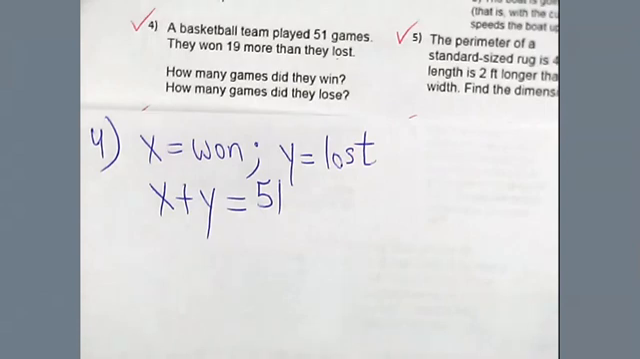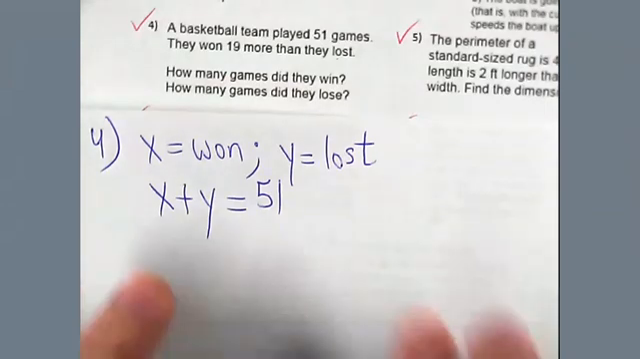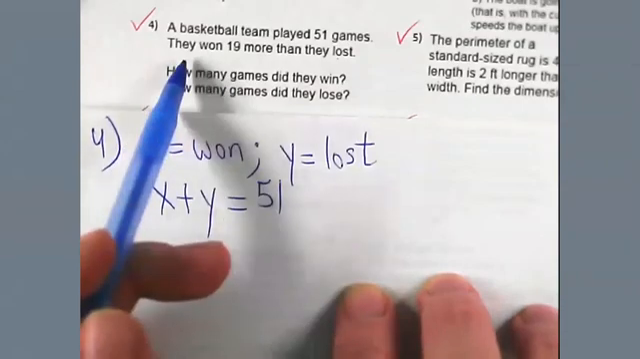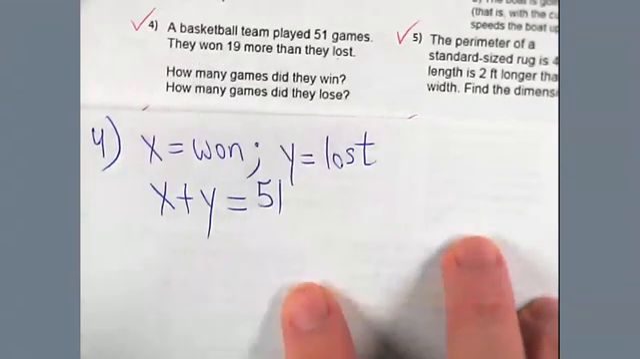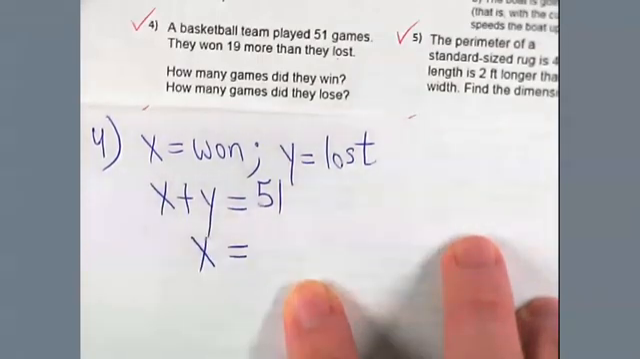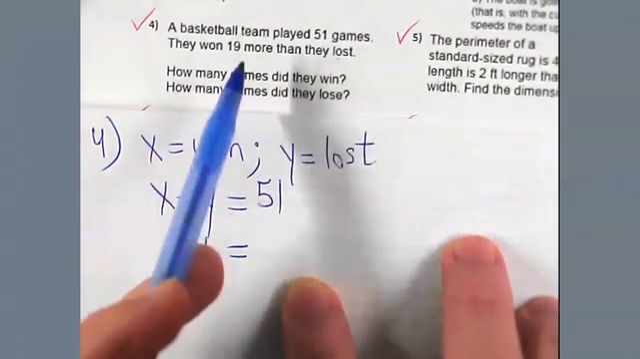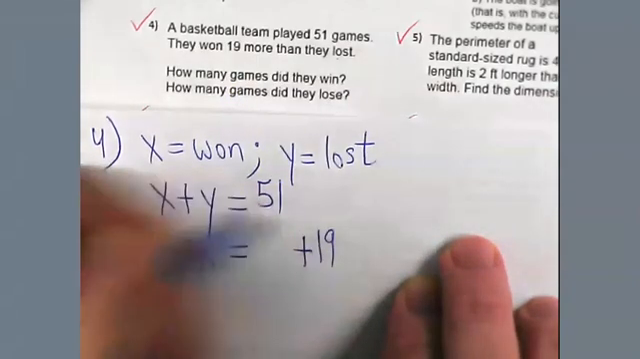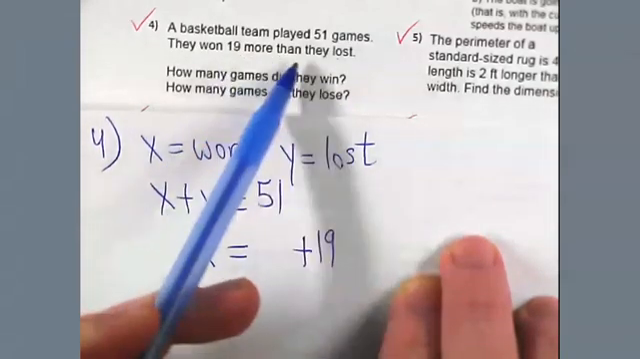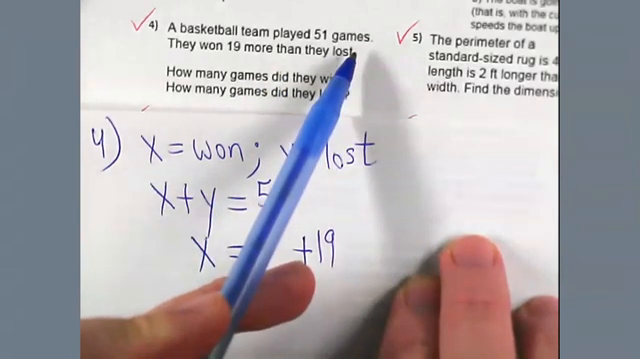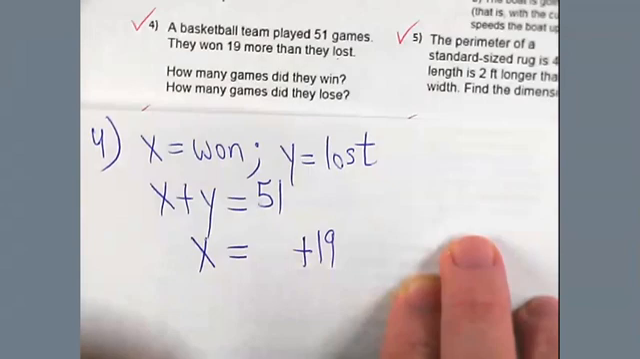Now the second equation will be from the second sentence. They won, which is x, equal to 19 more, which is plus 19, more games than they lost. And we know the number of losses is represented by the letter y.